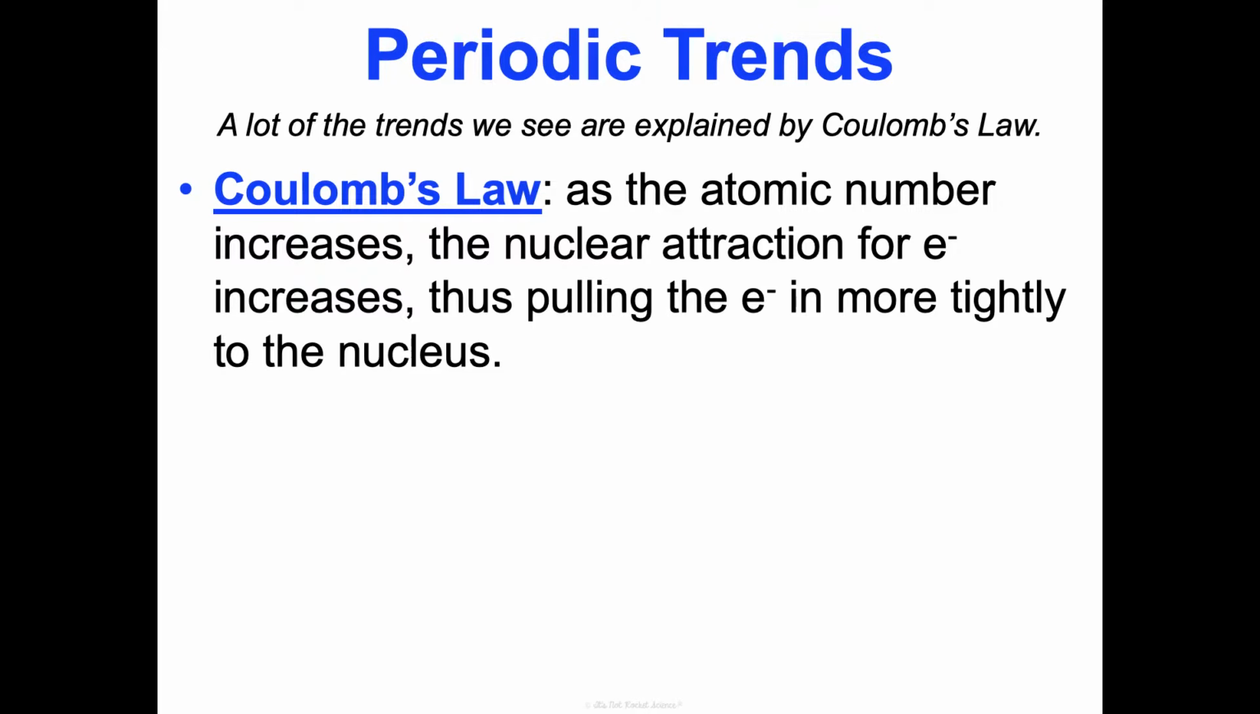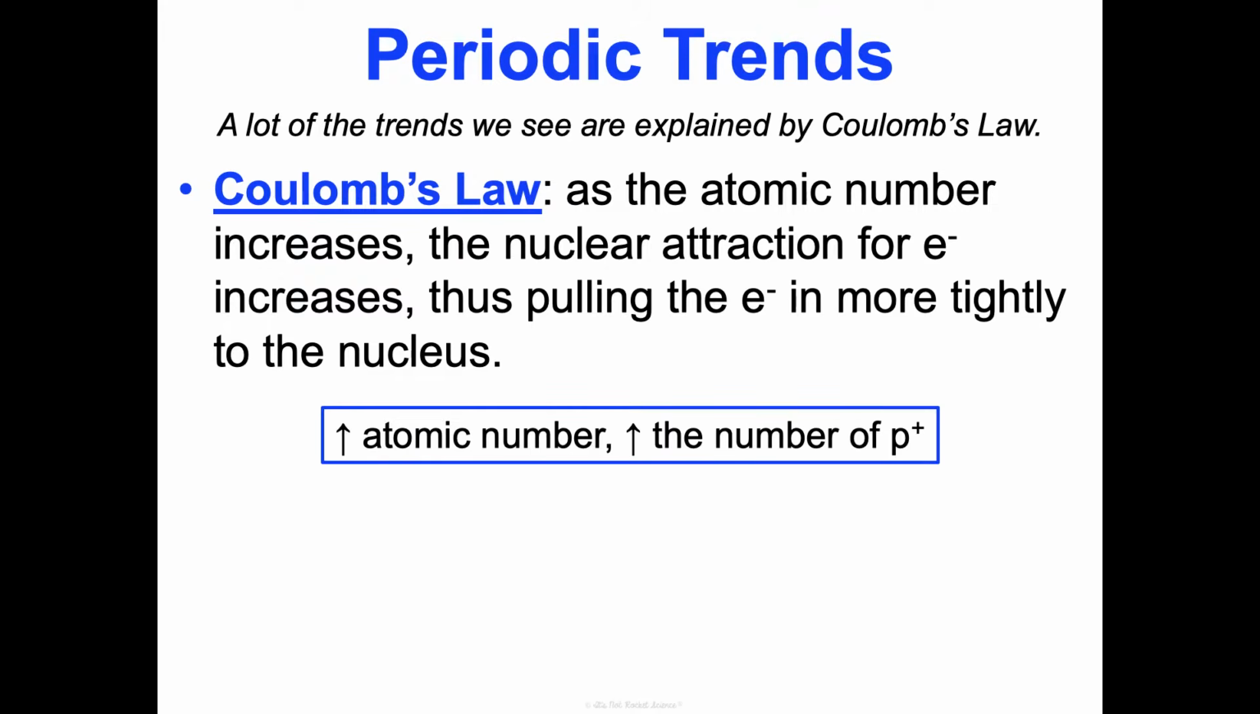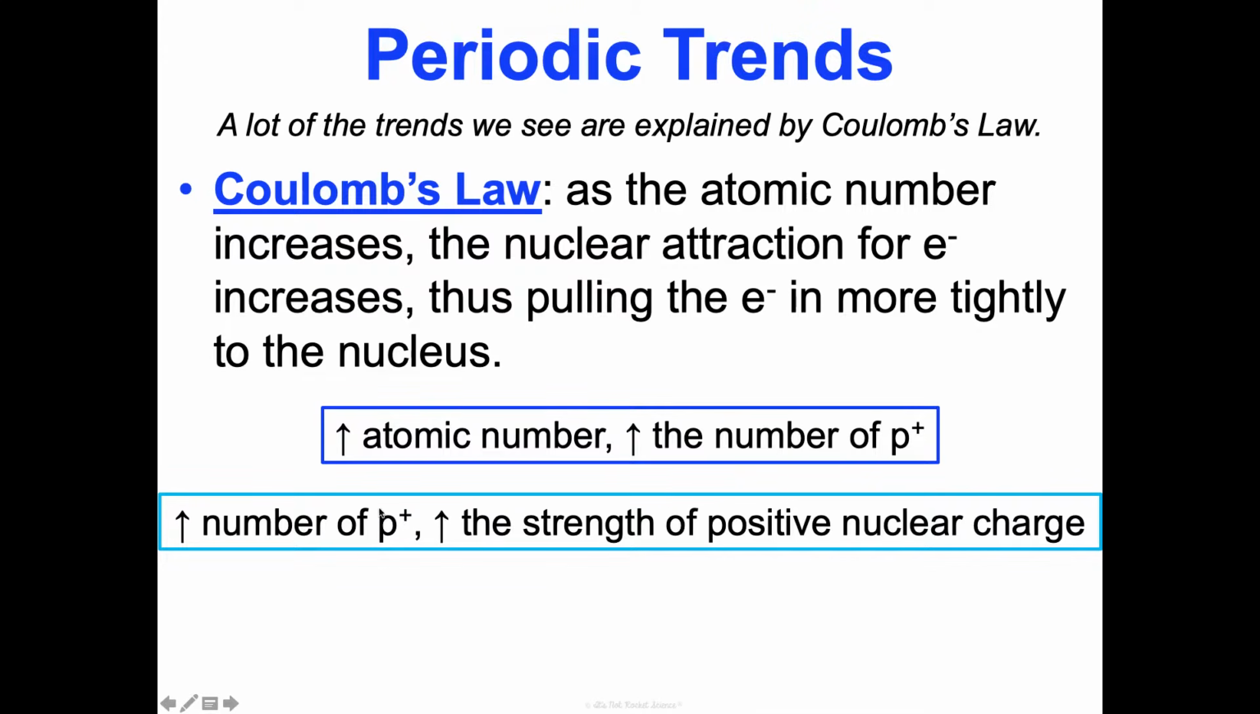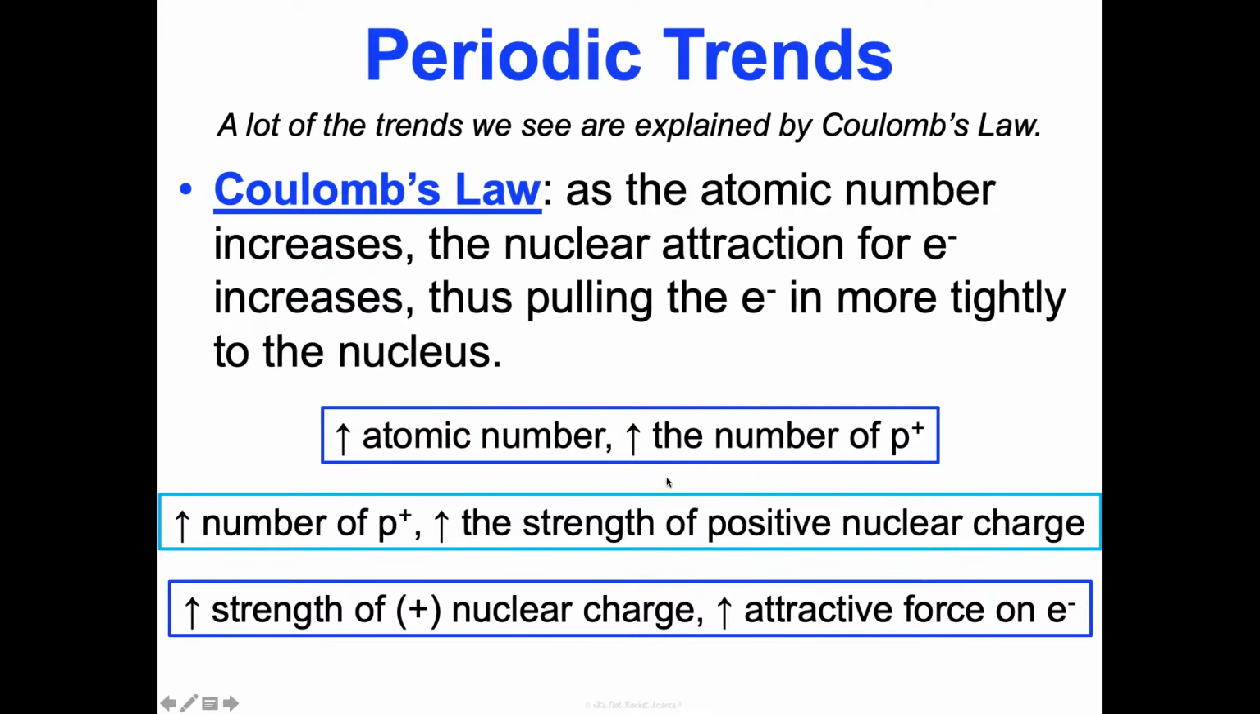Okay, so first, let's break this down. As the atomic number increases, well, we know that atomic number is the same thing as the number of protons. So if the atomic number is increasing, the number of protons in that atom is also increasing. Now the next part of the law says that the nuclear attraction for electrons will increase. Well, that makes sense because if the number of protons is increasing, that means the strength of positive nuclear charge is increasing. Think about it. The more protons there are, the more positive the nucleus becomes. Thus, it's going to attract those negative electrons more, and thus it's going to pull them in more tightly.